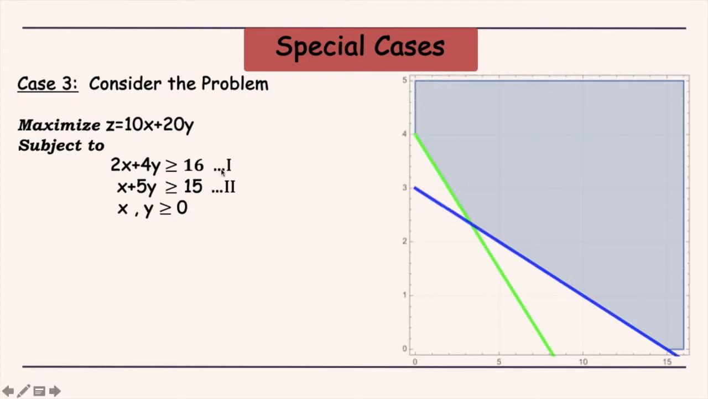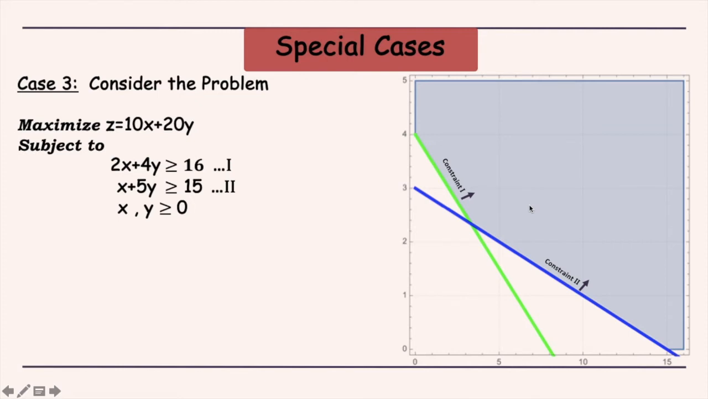Now corresponding to my first constraint, the boundary line is given by this green line, and the constraint is satisfied in this direction, in the upward direction away from the origin, and corresponding to my second constraint, the boundary line is this blue line, and the feasible region falls again in the upward direction, that is away from the origin. So this blue shaded portion is the entire feasible region.